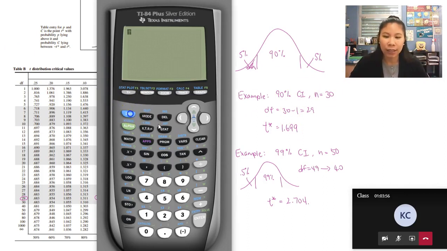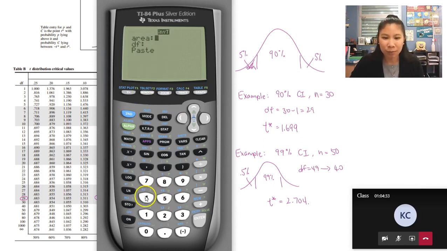So to do that, you're going to go second vars. This is the menu where you usually go to find your normal CDF. Underneath it, you have the inverse norm. Underneath that, you have inverse T. So inverse T is basically like inverse norm, but for T distributions. So we're trying to find that T star, and that's why we're going to use inverse T. If you have an older calculator, like a TI-83 or older, I don't think you have this function, so you are stuck relying on the table, just so you're aware. So if you have a TI-84, or newer, you should be able to see this inverse T function.